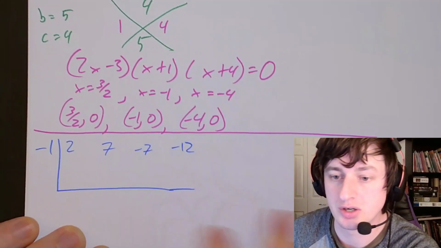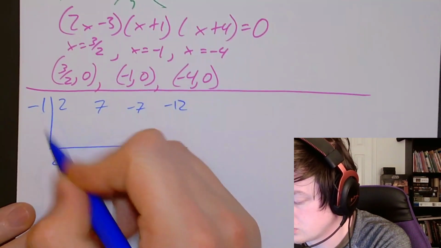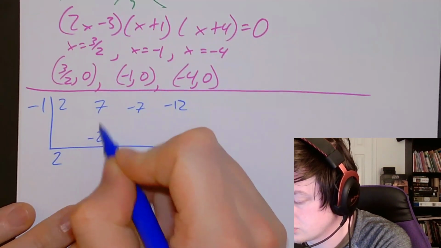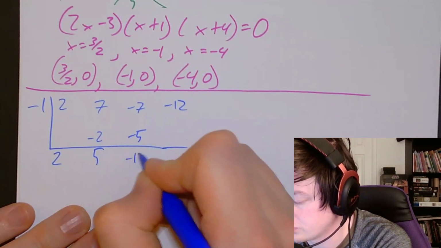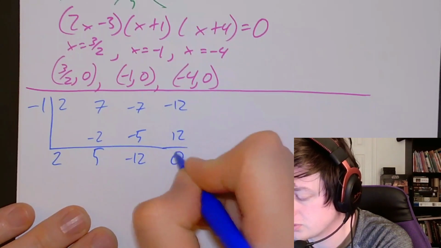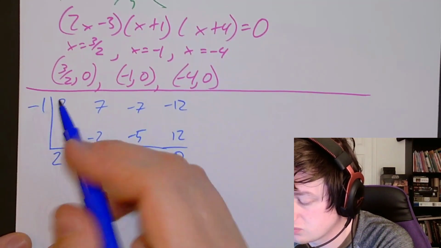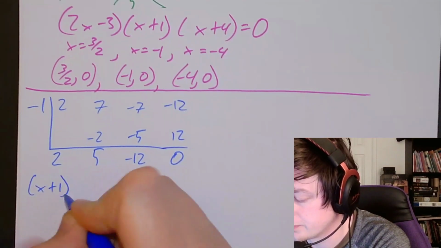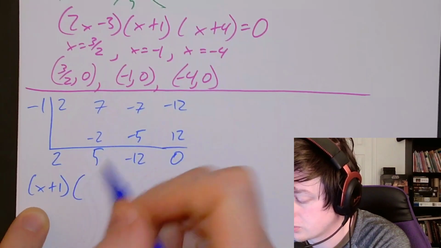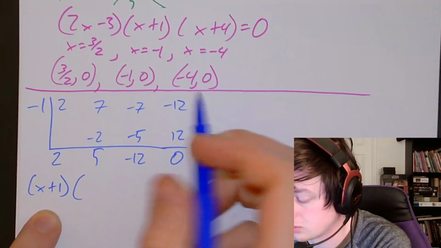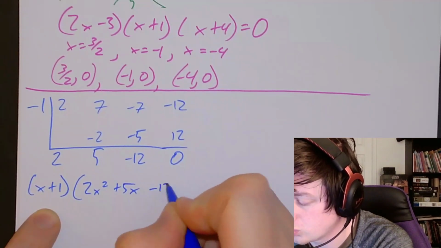So imagine we were checking our integers first instead of the fractions. And so we get 2, negative 2, this is a 5, negative 5, this is a negative 12, positive 12, and 0. So this gives us, since we checked negative 1, x plus 1, right? We put a negative 1 in here, this turns into 0, which is what we got at the end. And then 2x squared plus 5x minus 12.